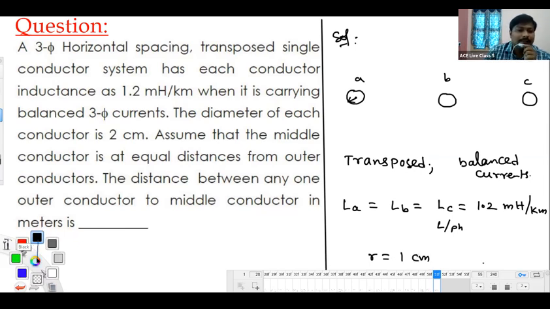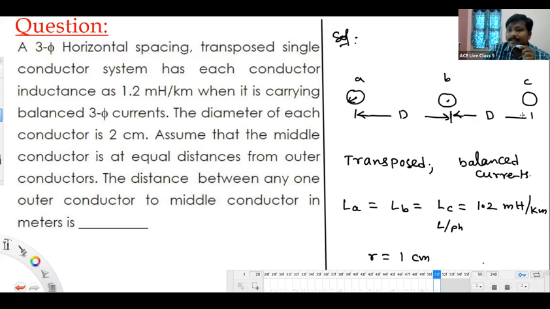And you see, this is the middle conductor. From this middle conductor to outer conductor 1, meaning A, assume this distance is capital D. Similarly, from the middle conductor to the second outer conductor C, this distance also equals capital D. He is asking us to find the distance between any one outer conductor and the middle one, which means he is asking us to calculate the value of capital D.